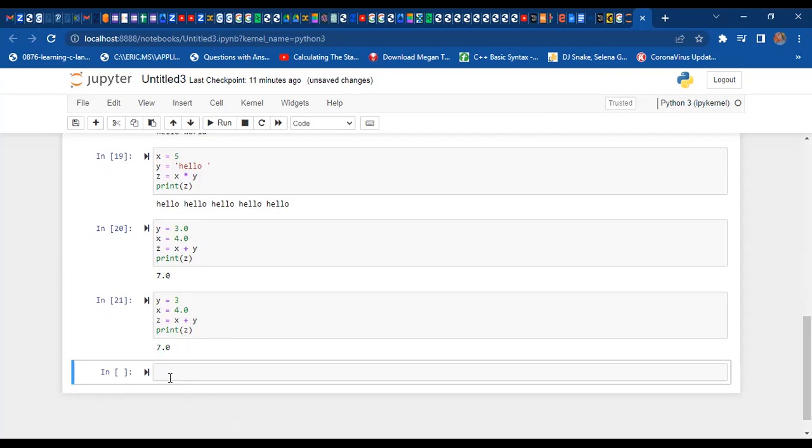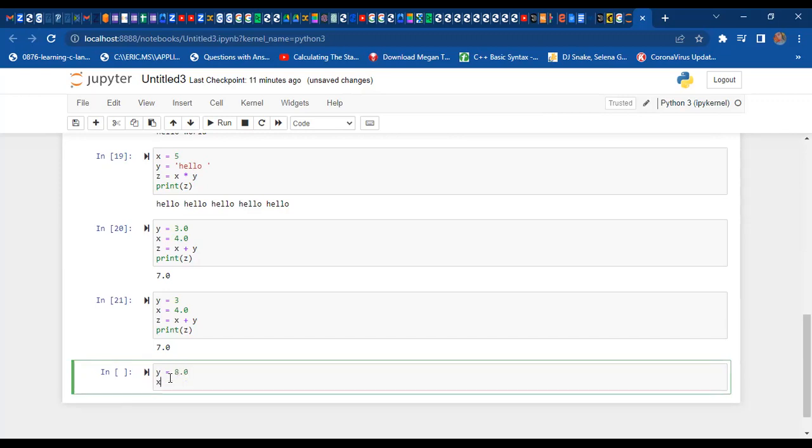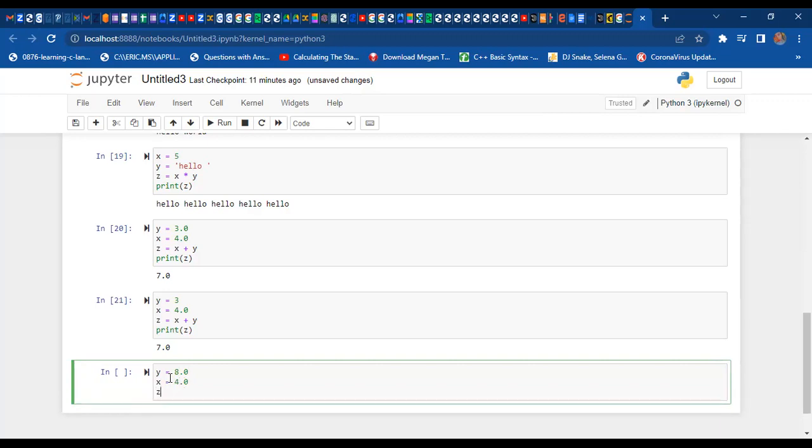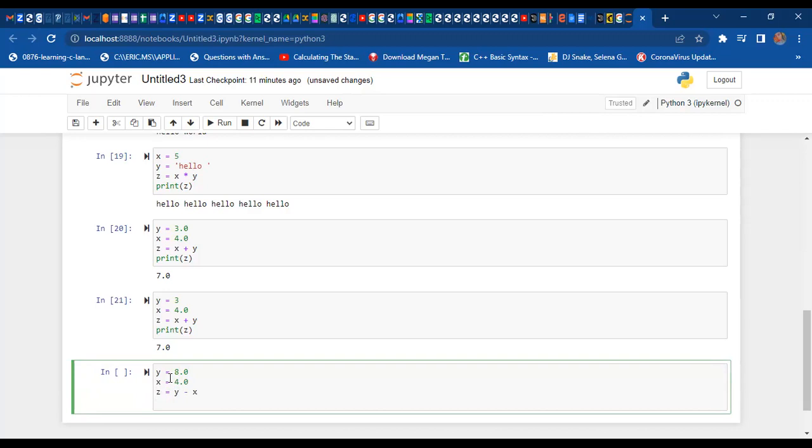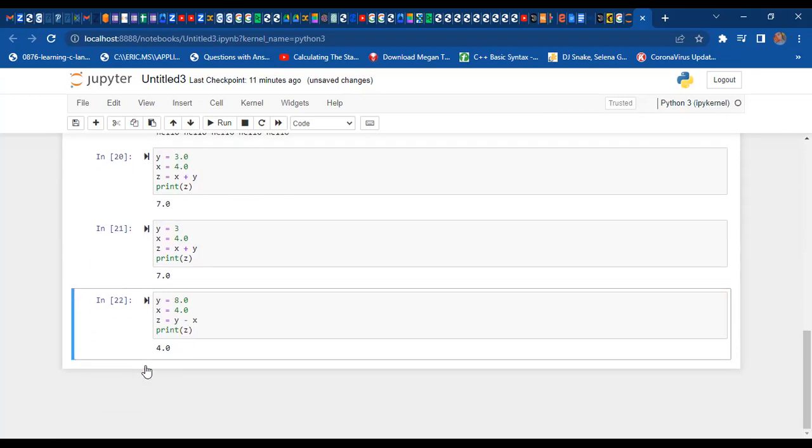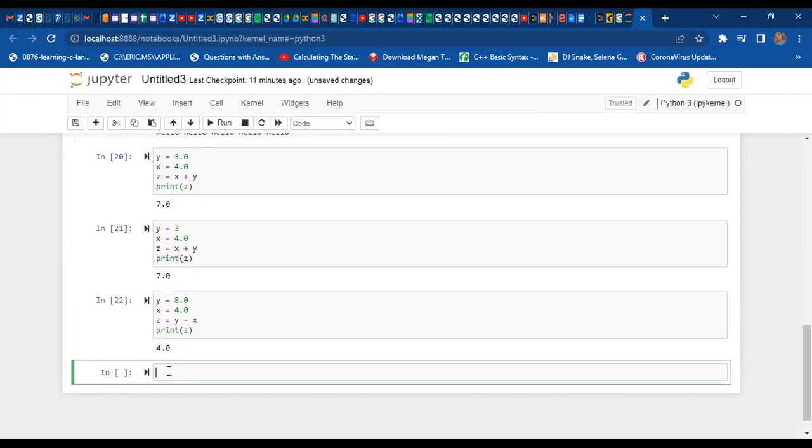Okay, let's do subtraction. For example, you have y is equal to 8.0, x is equal to 4.0, z is equal to y minus x. Print z. A float, as you can see. We can also do an integer minus a float and see what we will get.